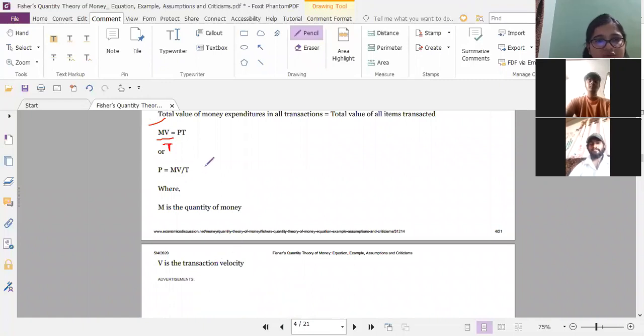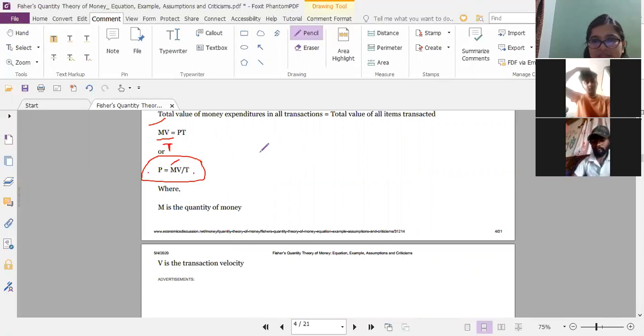So what do we get to know by this equation? That the price is directly proportional to the quantity of money, the money supply in the economy. As the quantity of money increases, the prices increase, right?